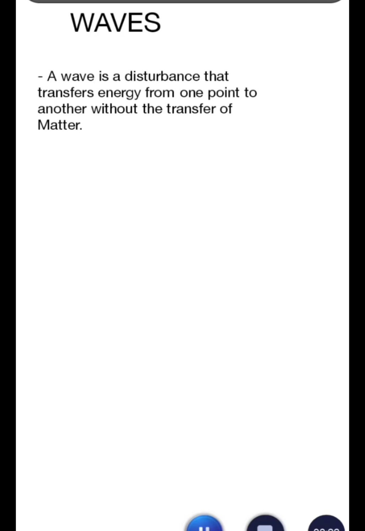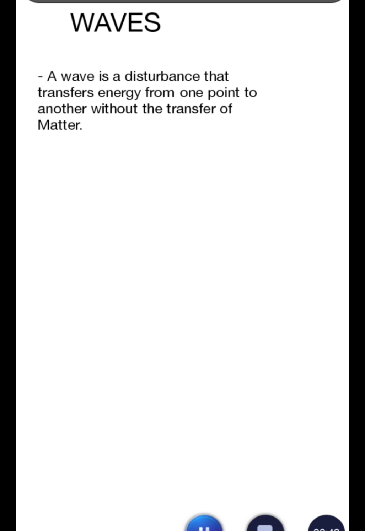So today let's talk about an interesting and very important topic, which is waves, under vibrations and waves. So the first question that we should ask ourselves is, what is a wave? A wave is just a disturbance that transfers energy from one point to another without the transfer of matter. For example, when waves move on water, the water particles do not travel with the wave. They only move up and down, but the energy moves forward.